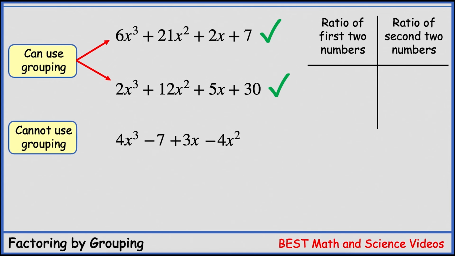This method only works if the expression is in standard form, so we need to reorder this expression from the highest power to the lowest power. We need to switch the places of the squared term and the constant. Now the expression is in standard form, and we can check the ratios. The first two numbers have a ratio of 4 over -4, which reduces to -1. And the second two numbers have the ratio of -3 over 7. These ratios are not the same, so this expression can't be factored using grouping, which is what we found when we tried before.